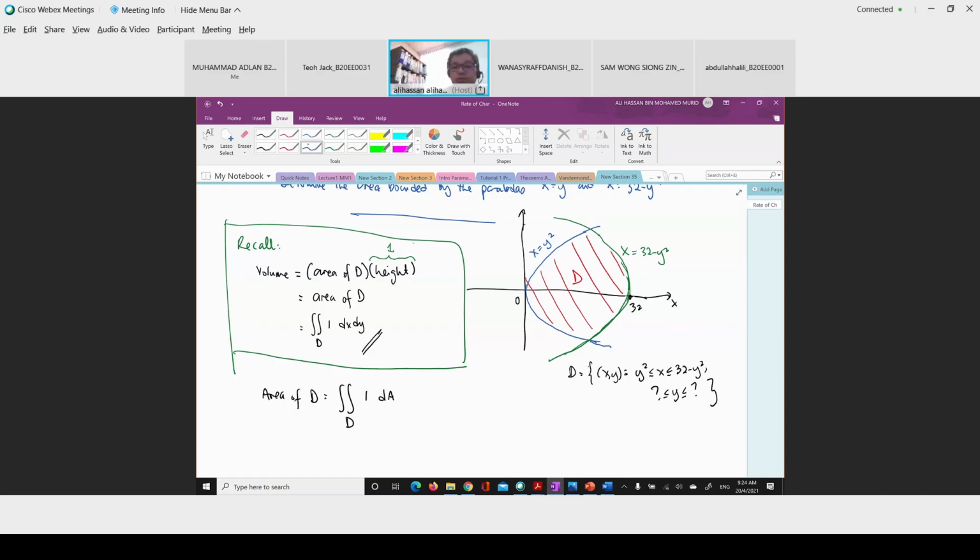So y is the intersection. They are the intersection points of the two curves here. So let's call them y1 and y2. y1 and y2 are the y coordinates of the intersection points.